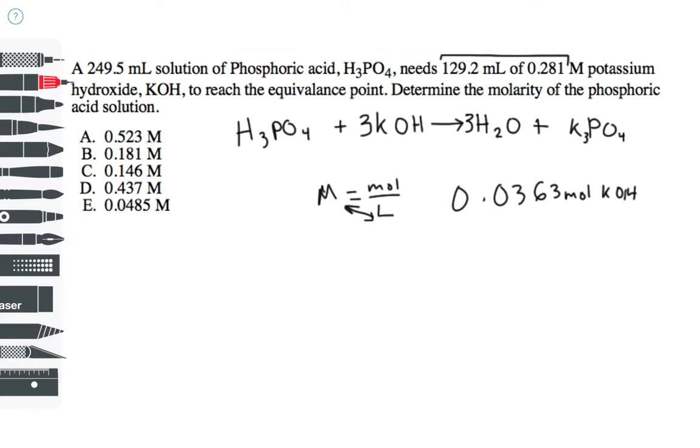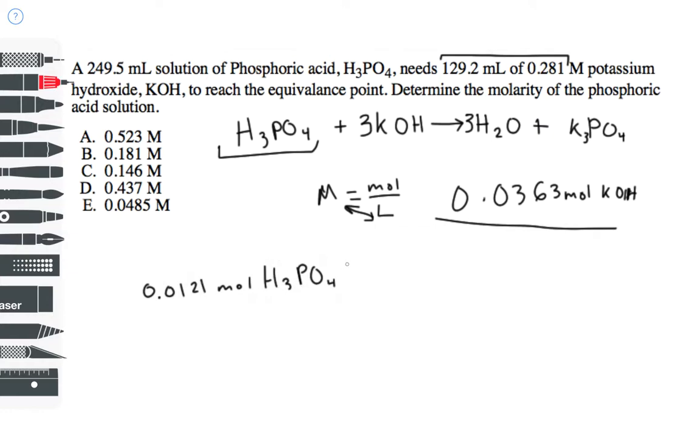And you can look at the ratio here. It's a 3-to-1 ratio. That means for every 3 moles of potassium hydroxide, you have 1 mole of phosphoric acid. So you can divide this by 3, and that gives you the amount of moles you have for phosphoric acid. So how many moles of H3PO4? Once you divide this number by 3, you get 0.0121 moles of phosphoric acid.